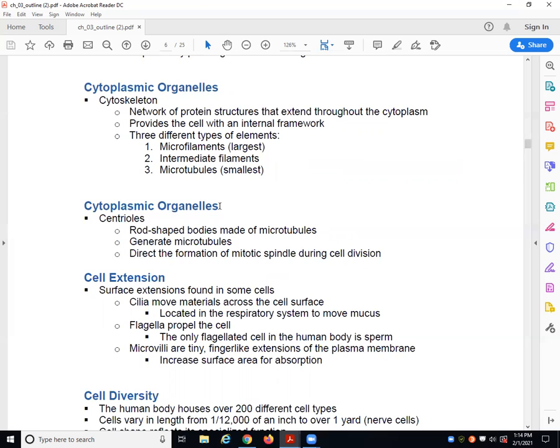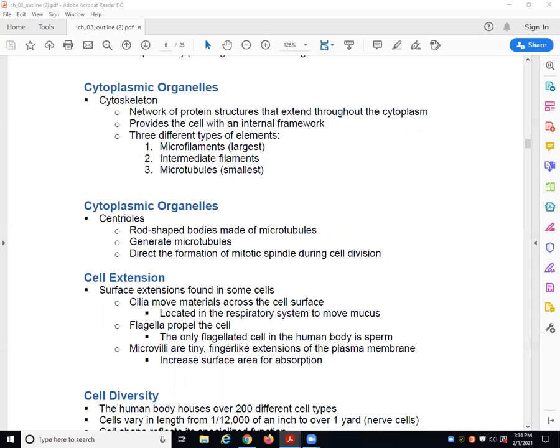All right, so then we also have centrioles. And centrioles then are going to be involved in cell division. They're rod-like bodies, and they're made up of those microtubules we talked about before with the cytoskeleton. And then they also are going to create or generate microtubules.